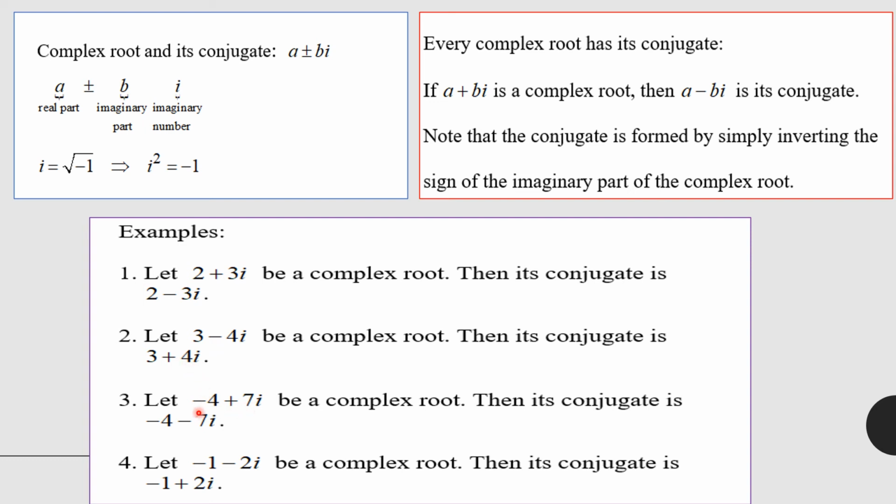Another example, negative 4 plus 7i is a complex root, then its conjugate will be negative 4 minus 7i. So you obtain the conjugate by changing the sign of the imaginary part of the complex root, whereas the sign of the real part doesn't change. If it is negative, it will still be negative. And another example, negative 1 minus 2i, if it is a complex root, then its conjugate will be negative 1 plus 2i. You just change the sign of the imaginary part of the complex root to get its conjugate. Do not change the sign of the real part.